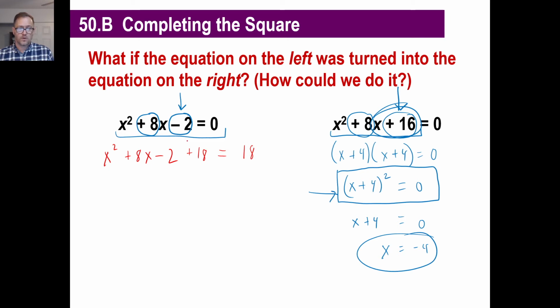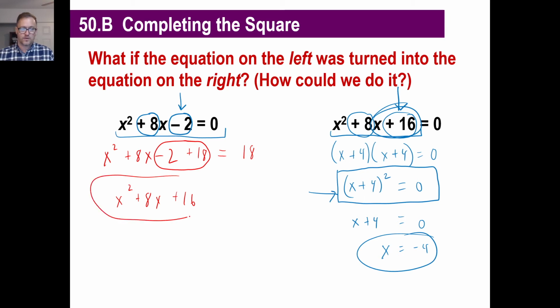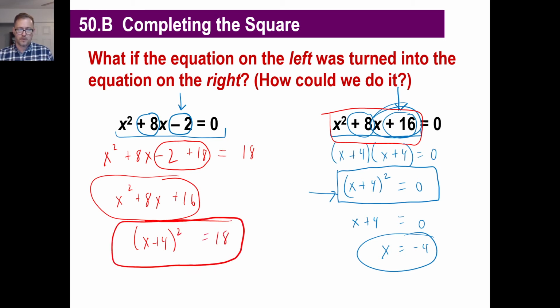Okay, so in other words, we're going to write this, not strung out like that, but we're going to go x squared plus 8x plus 16, and in other words, this will look like that. So we can take the left side and go, oh, wait a minute, what two numbers add to give me 8 and multiply to give me 16? 4 and 4, x plus 4 squared equals 18.